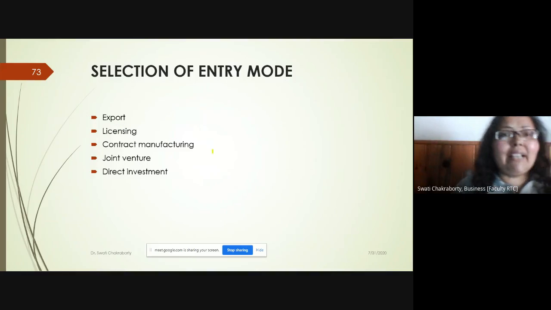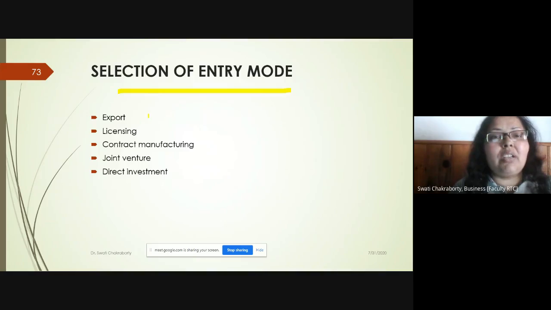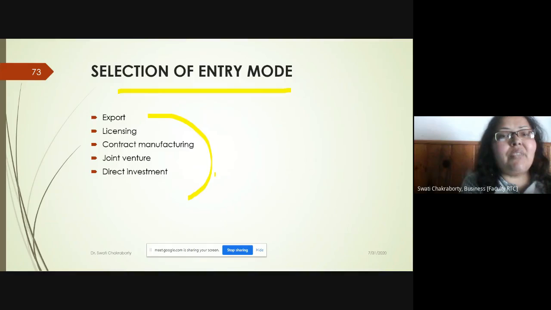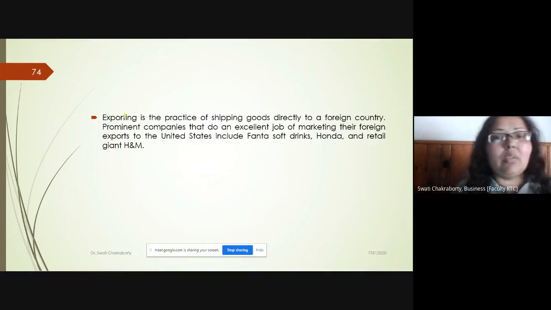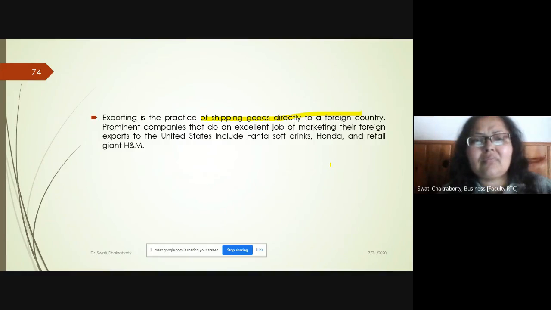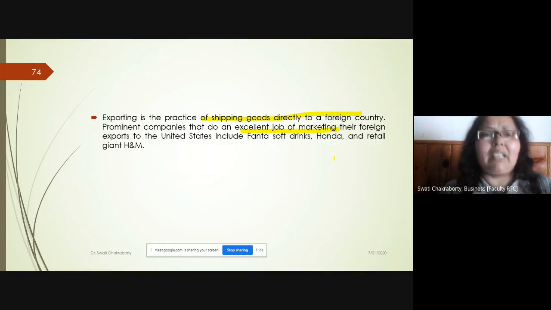Okay. Next comes selection of entry mode. These are the different types of entry modes that we have: export, licensing, contract manufacturing, joint venture, and direct investment. Exporting, what is exporting? It's basically when you manufacture the goods in your own country and sell directly to a foreign country. And for this, you need companies which can do an excellent job of marketing when they go for foreign exports. Examples are Fanta, Honda, H&M. That's a retail giant.